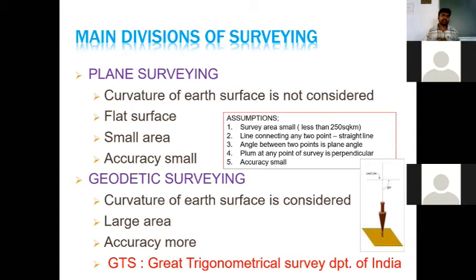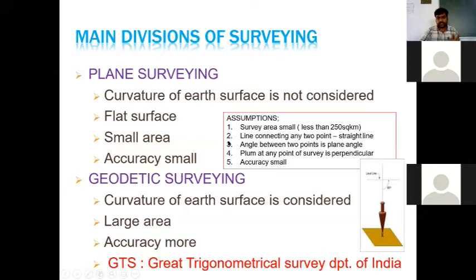What I mean to say is, if you take a larger area, you will have very minute errors. Here I have written some assumptions. Smaller area means up to what amount? The area which comes below 250 square kilometers. If that is the case, only then do we consider plane survey.